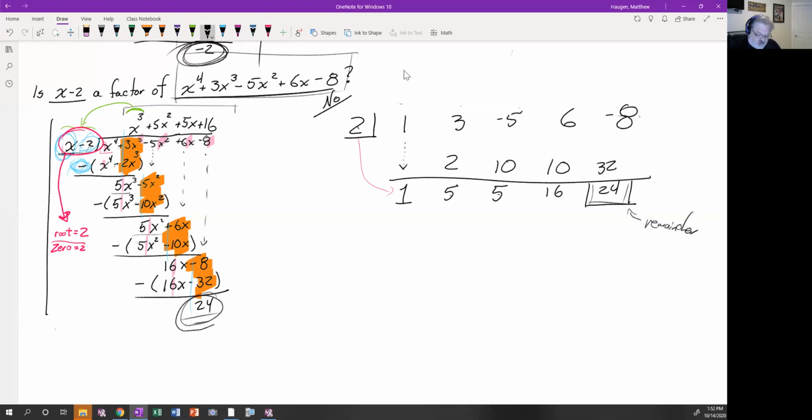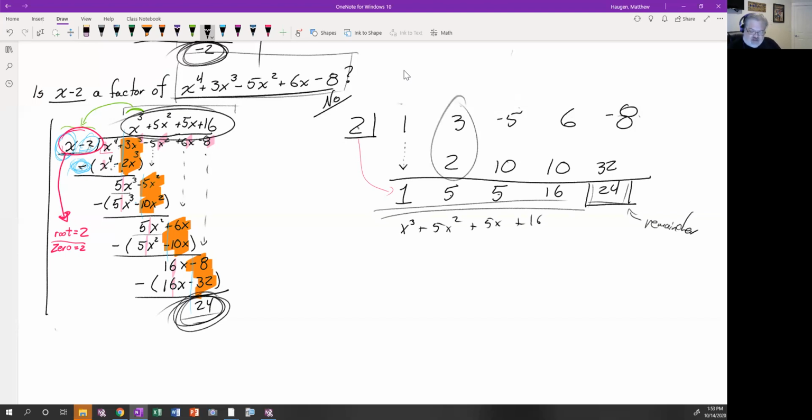But notice that's the same remainder 24 we got down here. Also, this polynomial here, the 1, 5, 5, 16, is our 1x to the third plus 5x squared plus 5x plus 16. So we still got this polynomial out and our remainder because we tracked the same calculations. This 3 minus negative 2, that was our 3 plus 2. The negative 5 plus 10, negative 5 plus 10. The 6 minus negative 10, so the 6 plus 10 we got there. It's the same calculations.